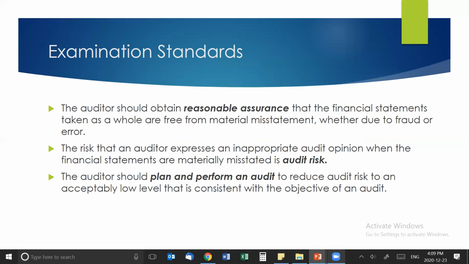Like I said, the auditor should obtain reasonable assurance that the financial statements are free from material misstatement, whether due to error or fraud. Okay, so here, material, or materiality, is a word that you will have to make sure that you know. It's very important in auditing, because what auditors do is they make sure that the financial statements are free of material misstatements, whether they're due to fraud or error. They're not making sure that the financial statements are 100% correct. They're making sure that they're free of material errors.